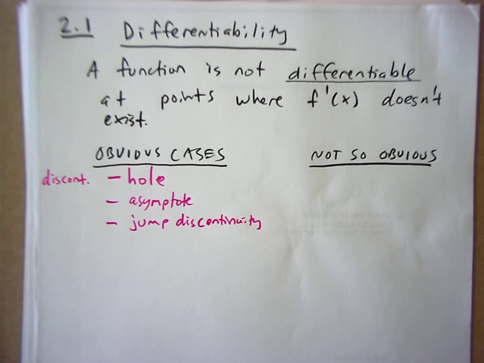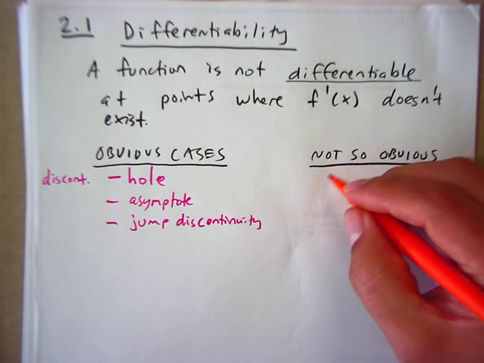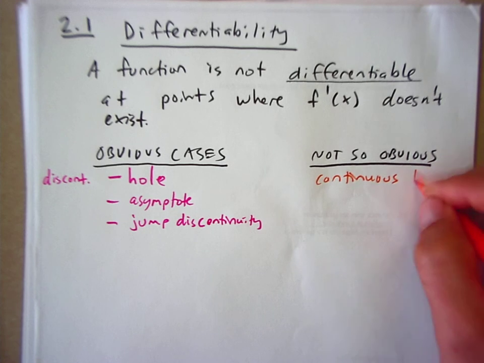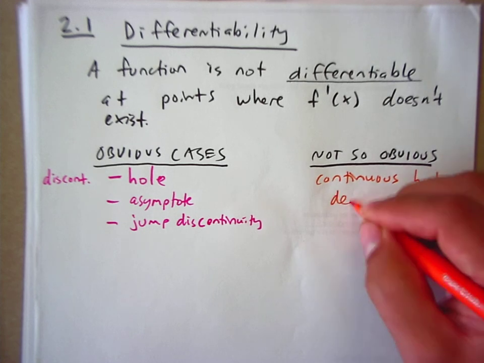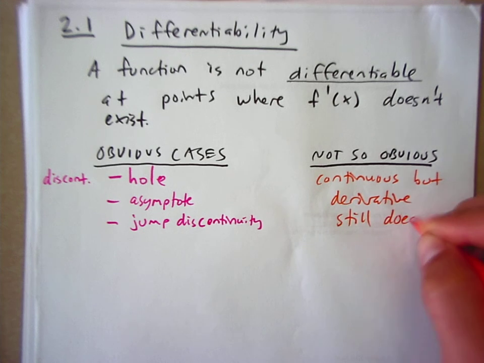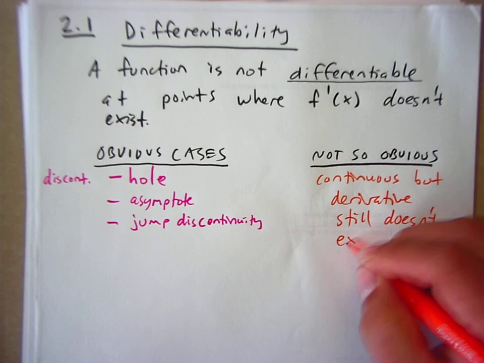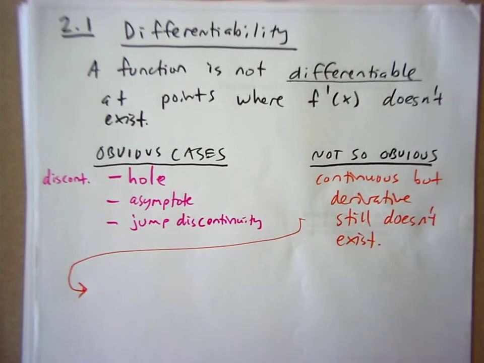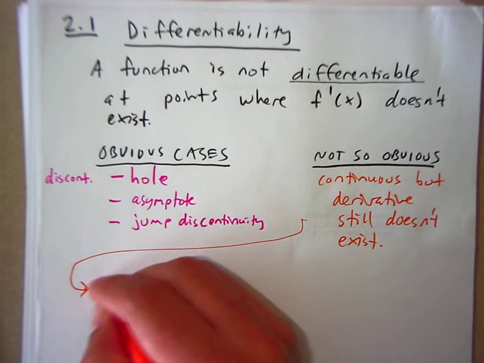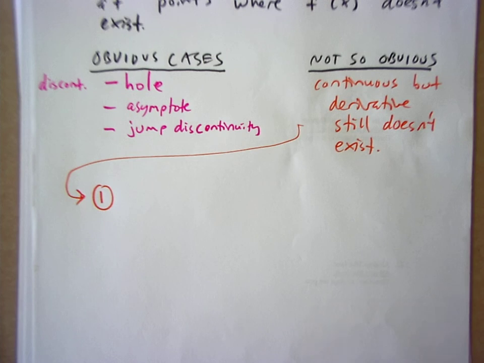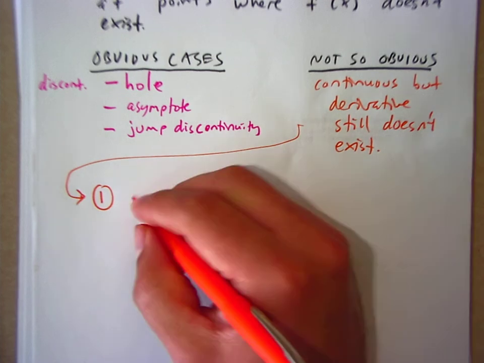Now, the ones that are a little less obvious are the ones where we have continuous functions, but the derivative still doesn't exist. And so let's elaborate on this. Okay, so here are three basic scenarios where that could be a thing. Number one, if we have corners in the graph.